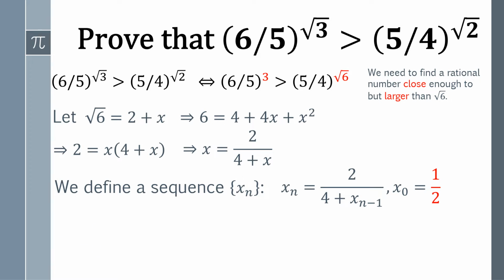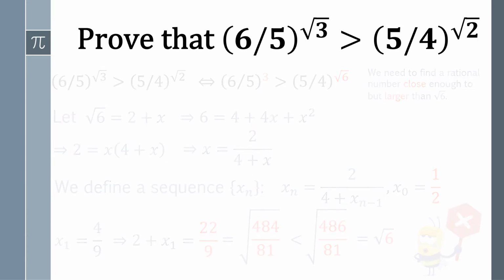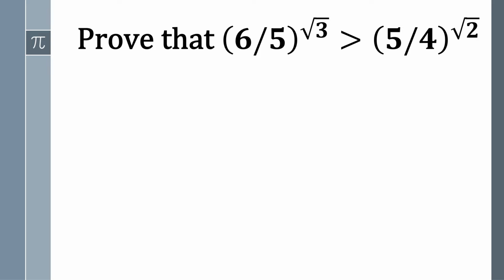The calculated x1 is 4/9, and 2 plus x1 is 22/9. If we compare this number with √6, we will find out it is less than √6, and this is not what we want. Therefore, we have to go one step further.